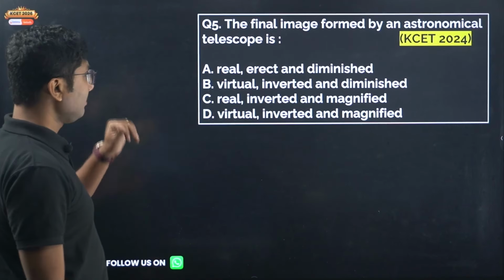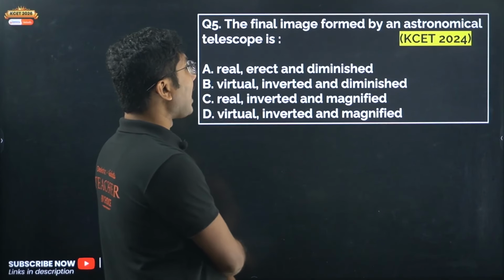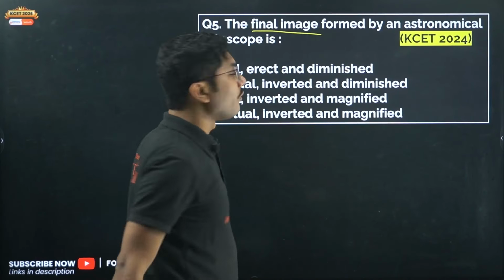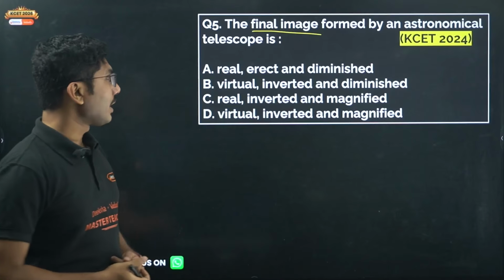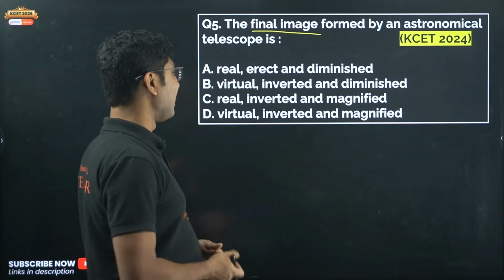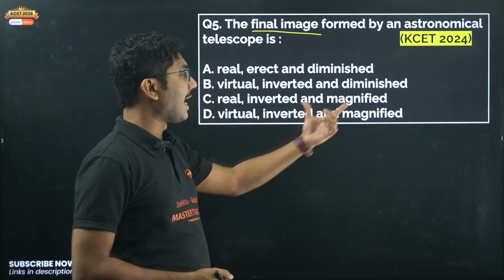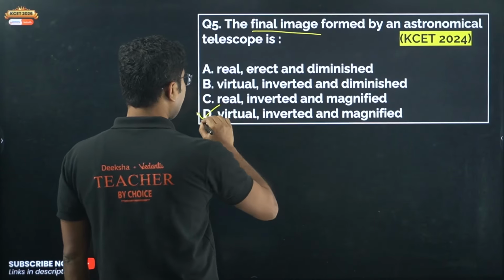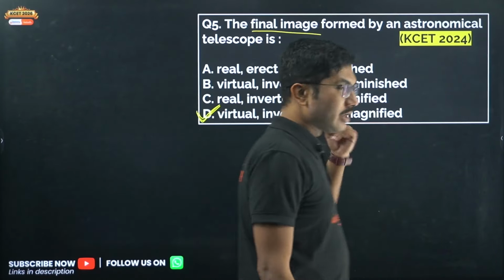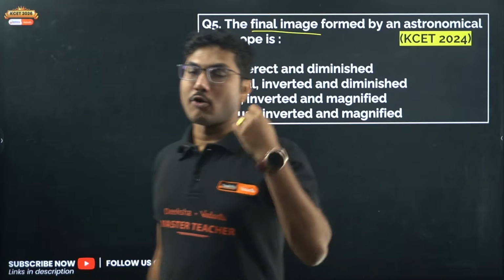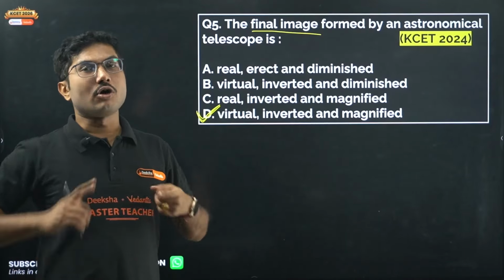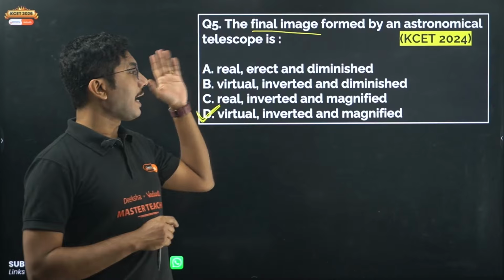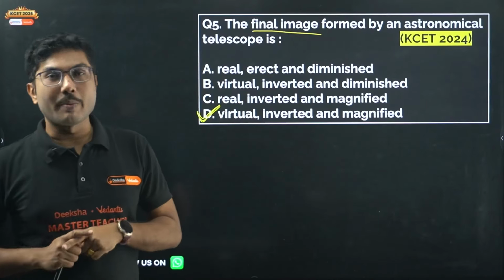Now next question. The final image formed by an astronomical telescope is? Final image is always virtual and enlarged. Virtual, inverted and enlarged. So the correct answer is virtual, inverted and magnified, which is option D. As I mentioned, the final image is basically the one formed by the eyepiece. The eyepiece always forms virtual, magnified and inverted images. That's what we observe in a microscope as well as a telescope.